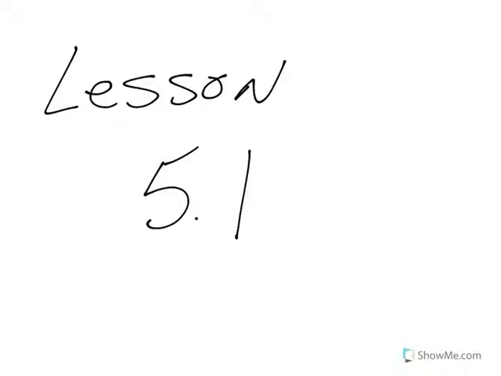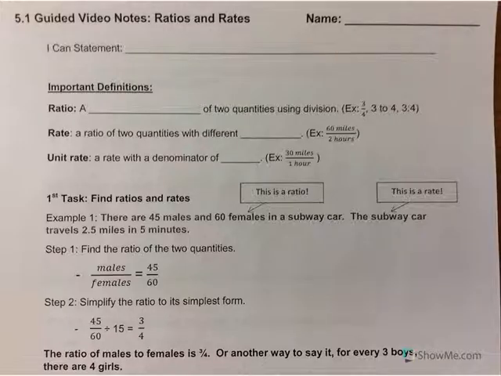These are your guided notes for lesson 5.1, ratios and rates. In your I can statement line there, you want to write in: I can simplify ratios and write a rate as a unit rate. I can simplify ratios and write a rate as a unit rate.